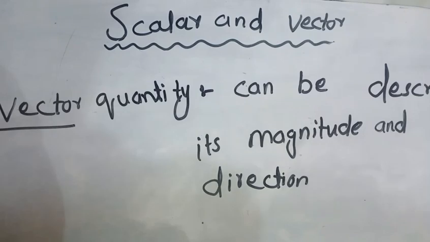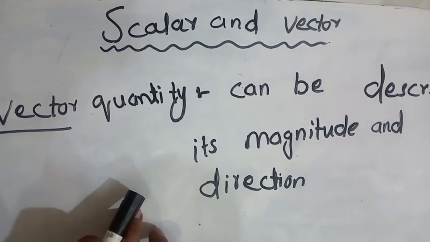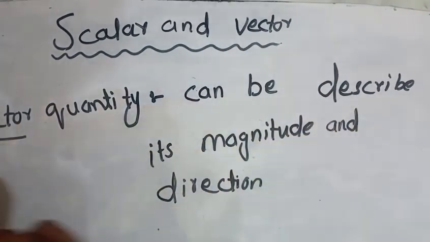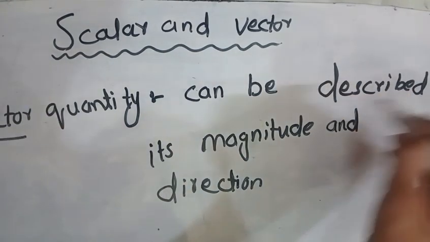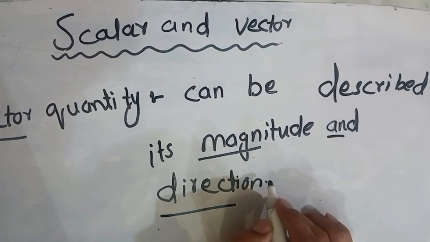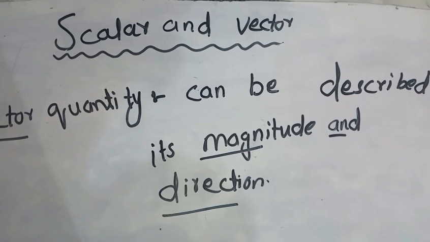Okay, come towards another topic, that is vector quantity. Before, I told you about the scalar quantity, which is completely described by its magnitude, but here the case is different. Vector quantities can be described by magnitude and direction. They contain magnitude and direction both. Both are required for it.